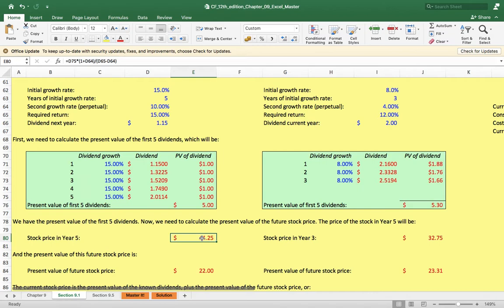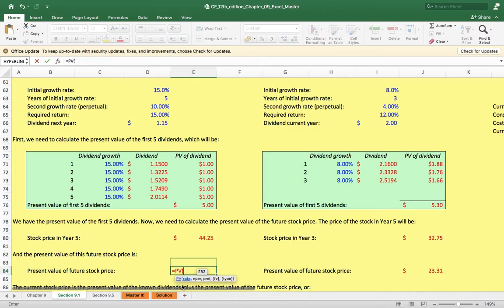That is the normal growth or second stage growth of 10% we have taken here when we calculated the P5 stock price in year 5. Now we will calculate the present value, that is equal to PV. It is asking the rate, which is 15%. No need to freeze because we are not going down. And NPER, which period is it? 5 years. So NPER will be 5. PMT, there is no in-between payment. And future value is equal to minus 44.25. Bracket close. This will be the present value of the stock price.